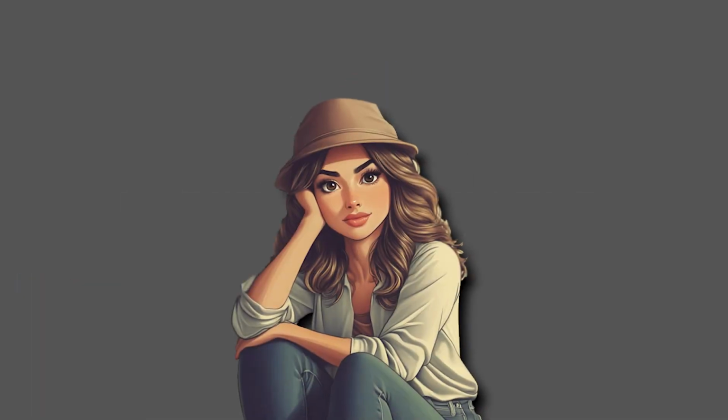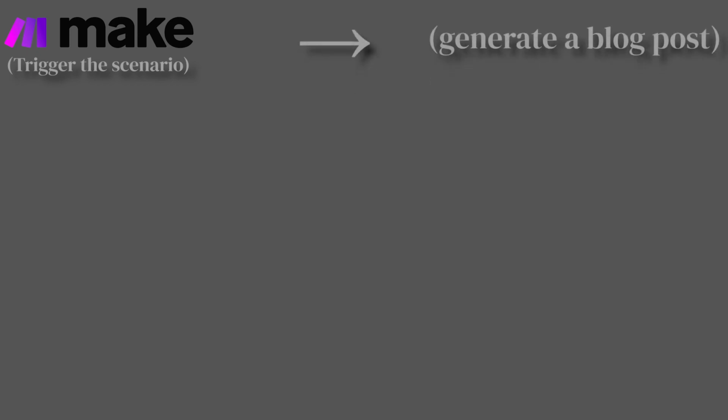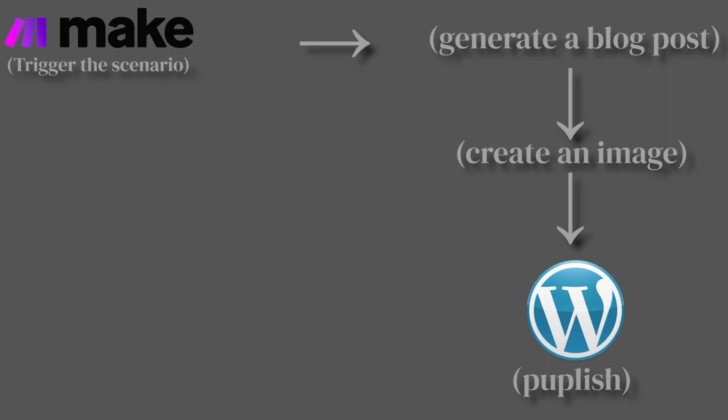Test and refine your system. Before going live, run a test to ensure everything works smoothly. Trigger the scenario in Make.com and check if it pulls a new article, generates an engaging blog post, creates an image, and publishes the post to your WordPress site.